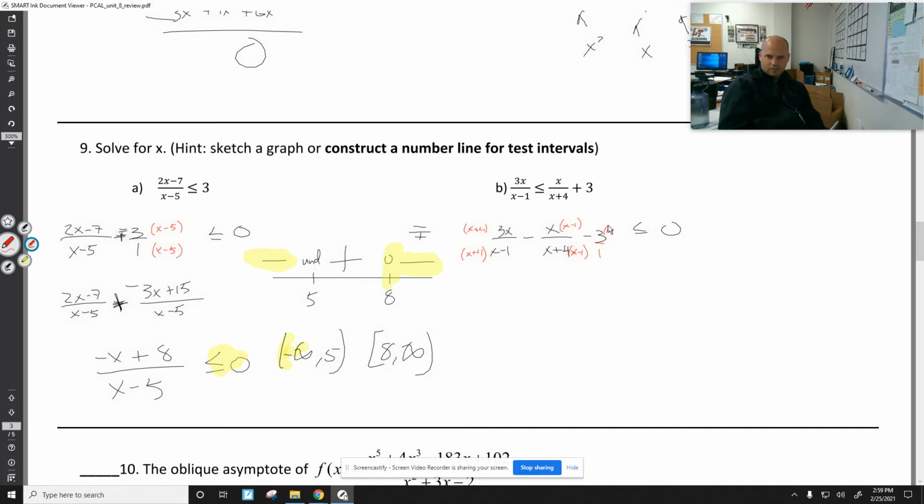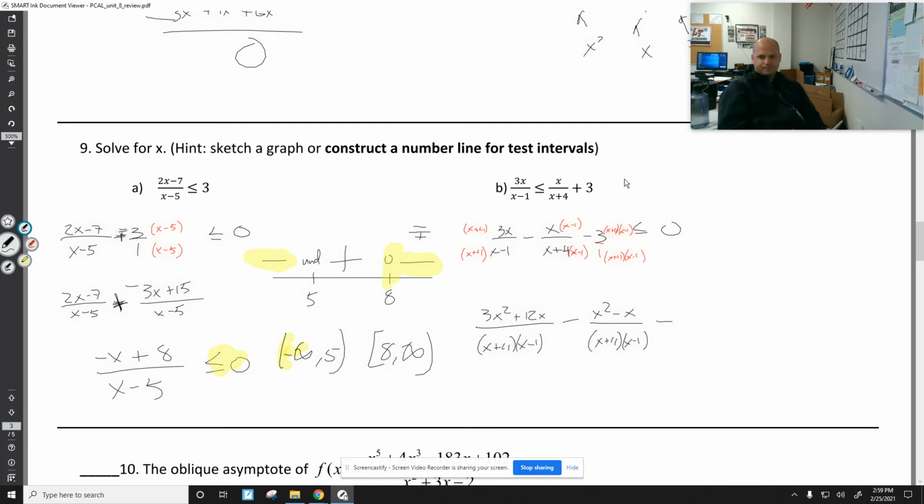So x plus 4, x minus 1, x plus 4, x minus 1. All right, probably going to have to distribute everything. So I get 3x squared plus 12x over x plus 4, x minus 1. Keep that factored at the bottom. Minus x squared minus x over x plus 4, x minus 1.